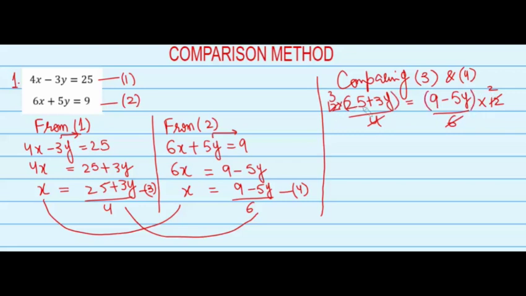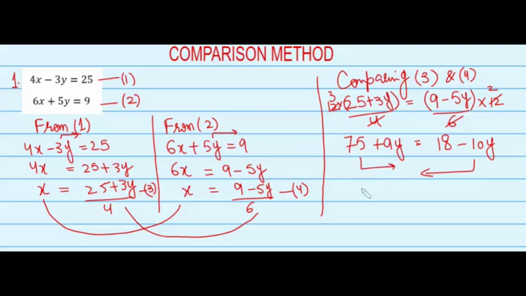Okay, so 3 times 25 gives you 75, and 3 times 3y gives you 9y. Clear? So 2 9s are 18, and 2 into negative 5y gives you negative 10y. So now you can see in this equation we have only the y terms, so we can find the value of y easily, shifting this negative 10 to the other side, and similarly this 75 to the right side.